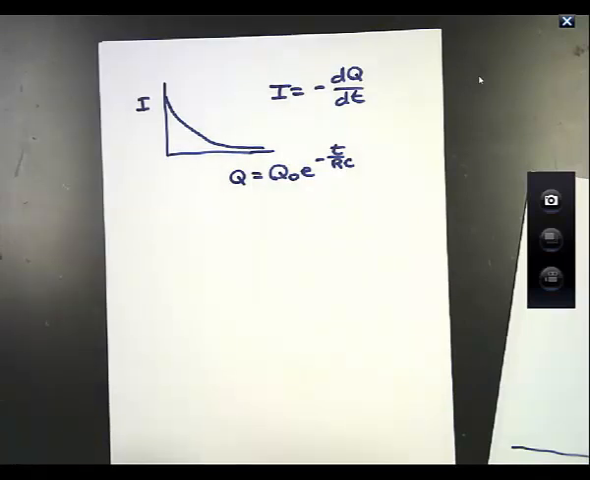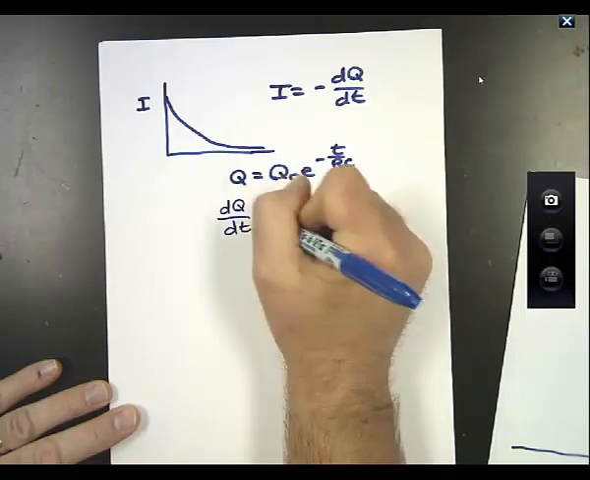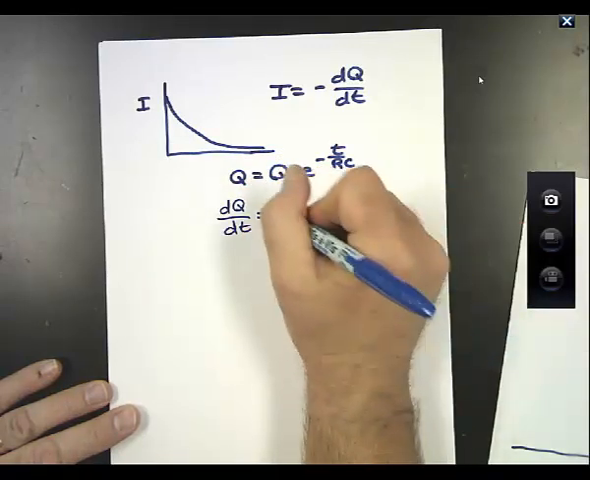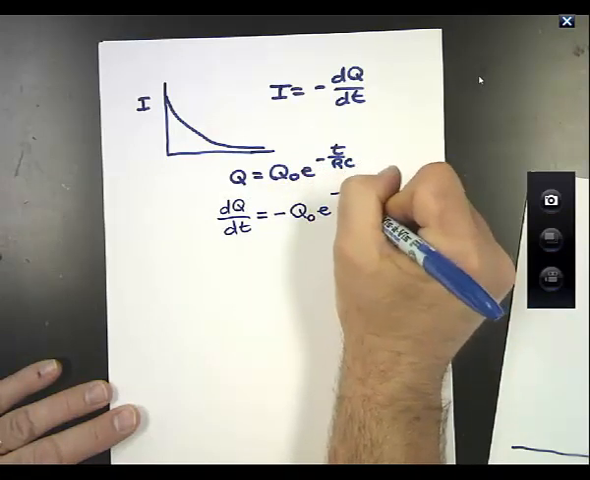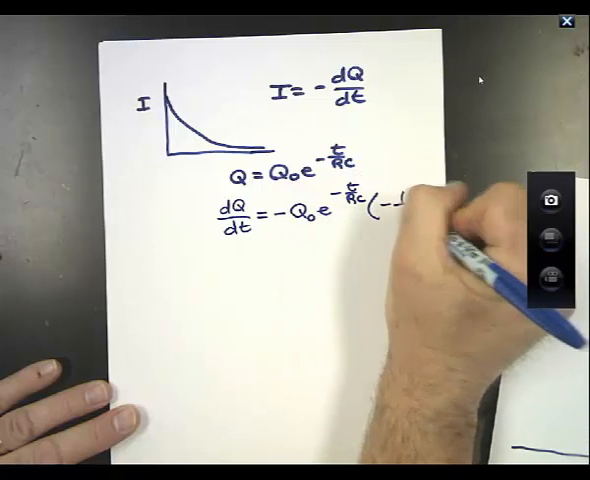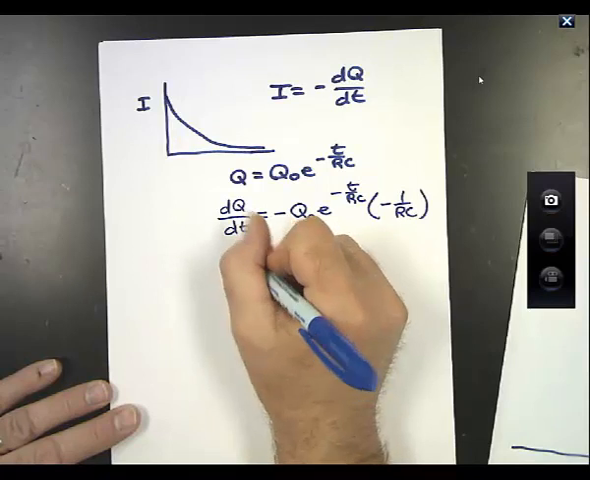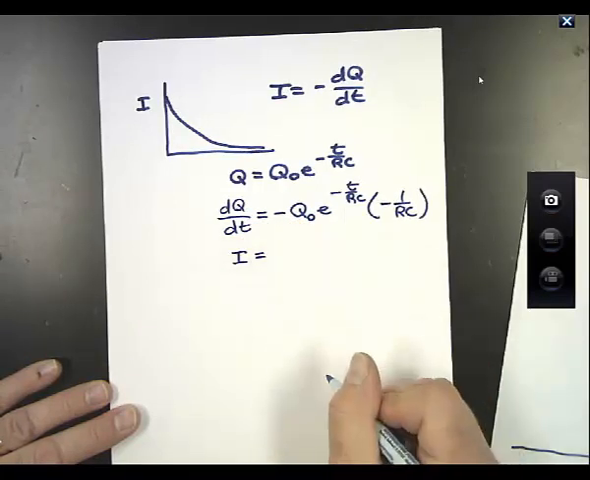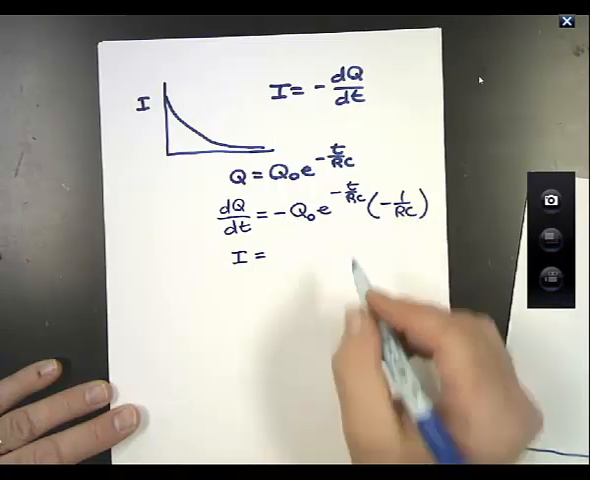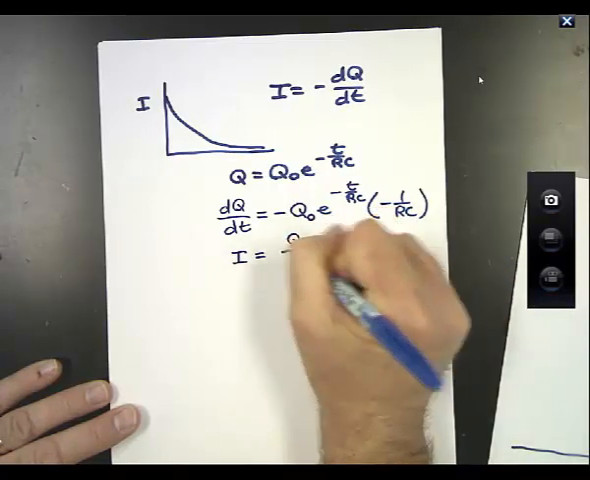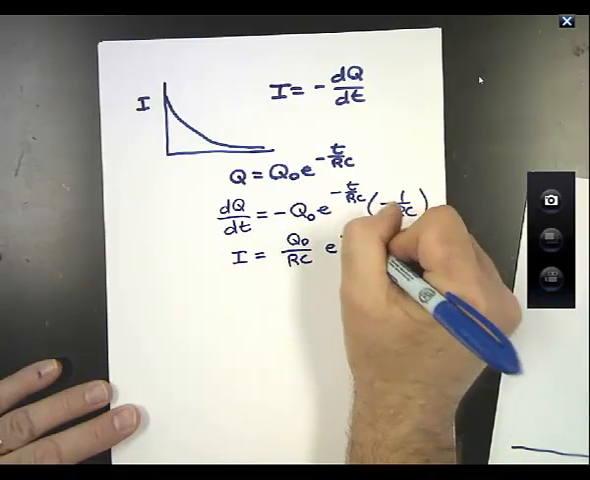Taking the derivative means we're going to say dQ/dt is equal to negative Q naught e to the minus t over RC times negative 1 over RC, using the chain rule. This guy here is just current. Q naught over RC, the negatives cancel out. Q naught over RC times e to the negative t over RC.